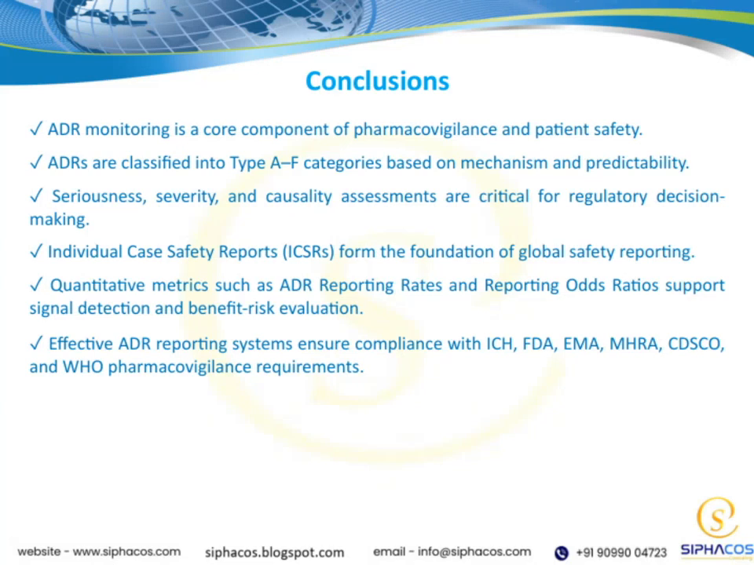Let's wrap up what we've covered. Monitoring adverse drug reactions, or ADRs, is essential for keeping patients safe and supporting pharmacovigilance. We classify ADRs into types A through F, based on how they happen and how predictable they are. Assessing seriousness, severity, and causality helps guide regulatory decisions. Individual case safety reports are the backbone of global safety efforts. We also use numbers, like reporting rates and odds ratios, to spot signals and weigh benefits against risks. Finally, strong reporting systems keep us aligned with international standards and regulations.